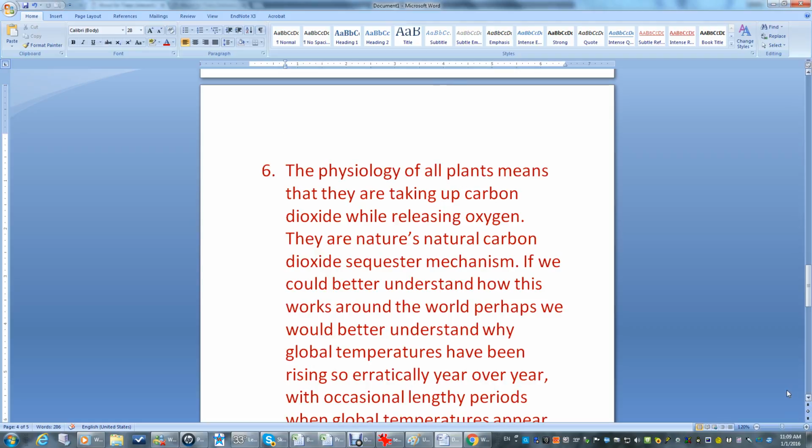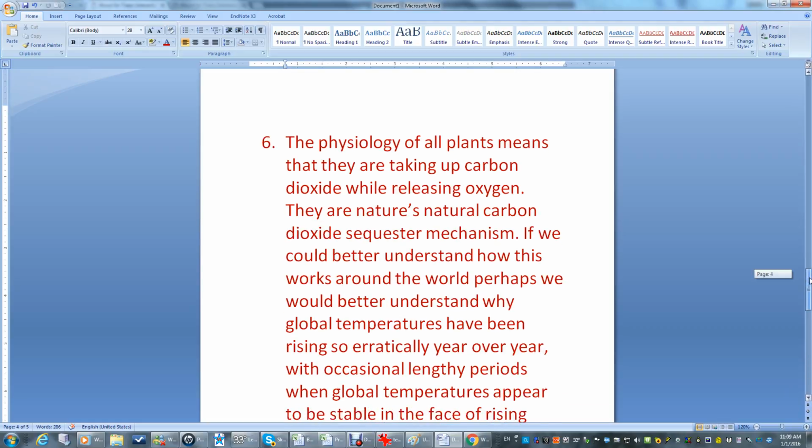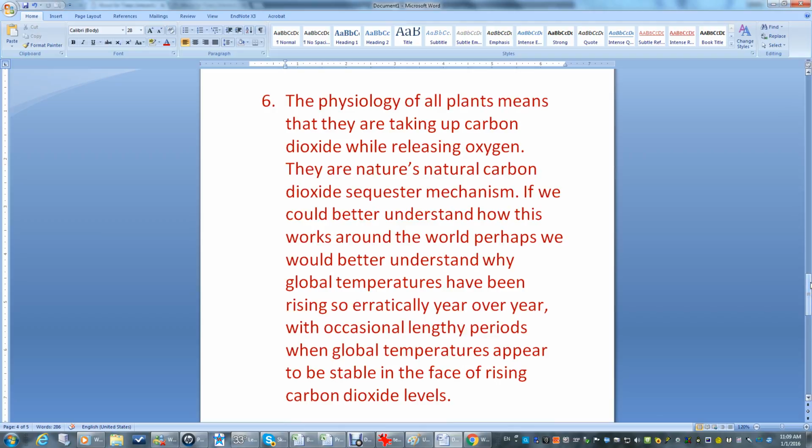The physiology of all plants means that they are taking up carbon dioxide while releasing oxygen. They are nature's natural carbon dioxide sequestration mechanism. If we could better understand how this works around the world, perhaps we'd better understand why global temperatures have been rising so erratically year over year, with these occasional lengthy periods, at least from the period 2000 to 2014, where global temperatures appear to be stable in the face of rapidly rising carbon dioxide levels, at least the carbon dioxide levels measured at Mauna Loa.